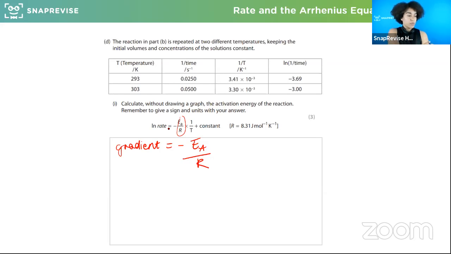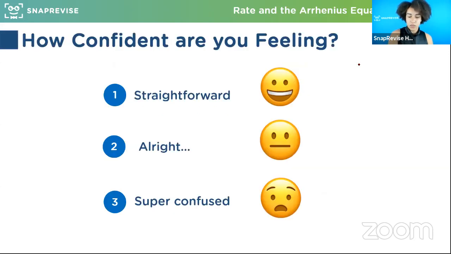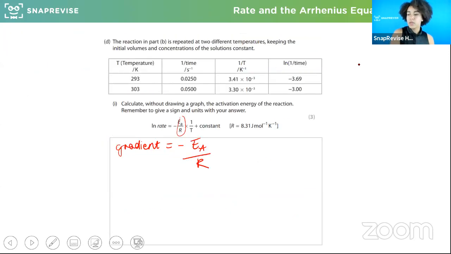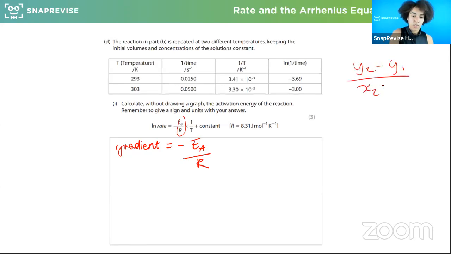Not dy by dx, but yes, that is one of them. Anyone? The equation for gradient for a straight line graph? Change in y over change in x, yeah. So what we do is, do you guys remember seeing y2 minus y1 over x2 minus x1? Yeah, so that's either change in y over change in x or, yeah.